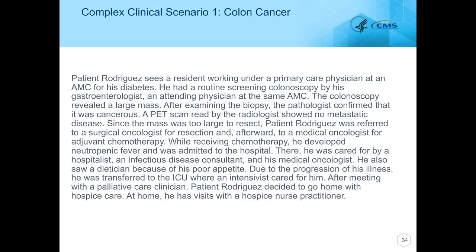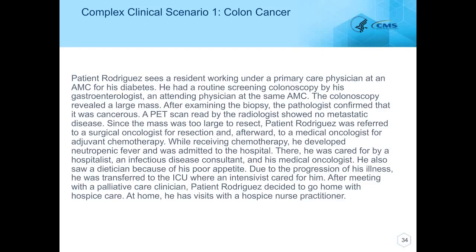There he was cared for by a hospitalist, an infectious disease consultant, and his medical oncologist. He also saw a dietitian because of his poor appetite. And due to the progression of his illness, he was transferred to the ICU where an intensivist cared for him. After meeting with a palliative care clinician, patient Rodriguez decided to go home with hospice care. At home, he has visits with a hospice nurse practitioner.